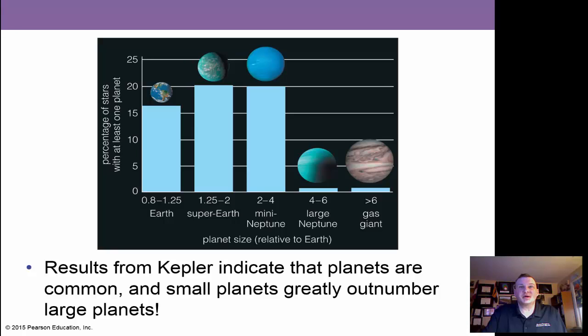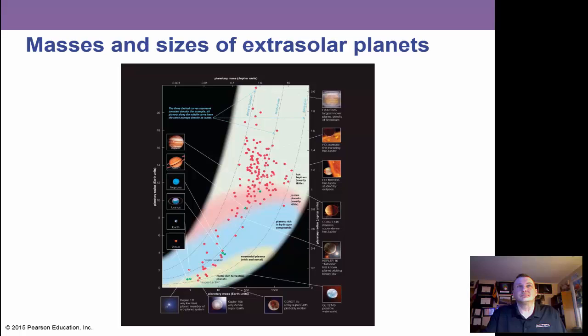So results from Kepler indicate that planets are common, and small planets greatly outnumber the larger planets. So there are some Earths out there that we can detect. All of the planets that we have been able to detect so far are the mass of Jupiter, Saturn, Uranus, and Neptune, with just a couple known to be the size of Earth and Venus. And this is simply because Kepler's detection ability is only just sensitive enough to detect an Earth-like system.